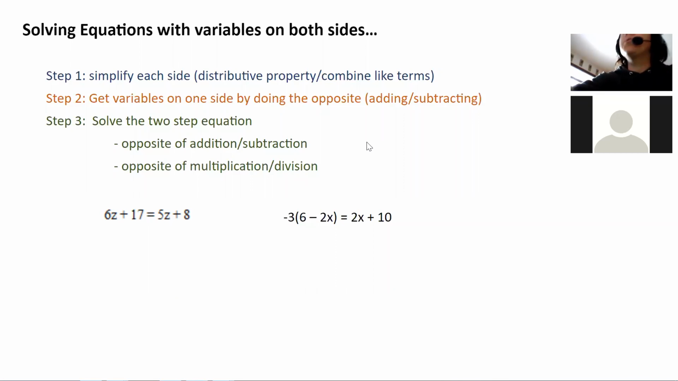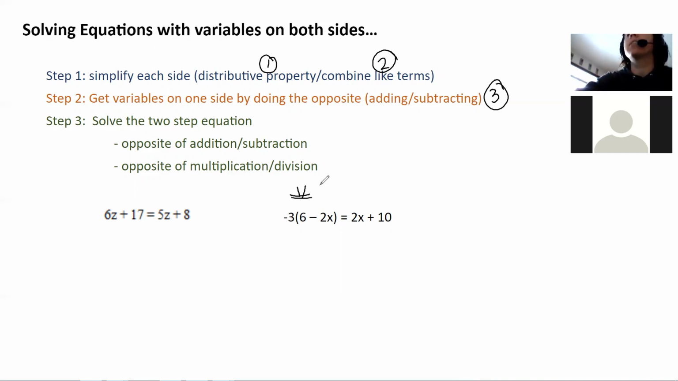You first do the distributive property, then you combine like terms, and you do that on both sides. So once everything's all simplified and looks like a little regular expression you can't combine anymore, your next step, the new step, is to get variables on one side by doing the opposite, either adding or subtracting. Then you're in two-step equation solving territory. Okay, so let's do the second one here.